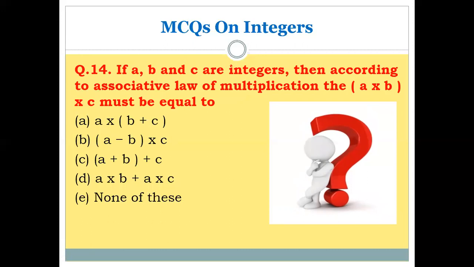Now next, if A, B, and C are integers, then according to the associative law of multiplication, A into B into C must be equal to? So we have the associative property over multiplication here. There are three integers A, B, C, and they are multiplied, and A is associated with B here. So how can we equate A into B into C with the given options? Here we have the addition of B plus C, but we don't have addition here. Here we have subtraction. Here we have addition of A and B, plus C also. A into B plus A into C. There is no plus sign here. All three are multiplied. So the correct option is E, none of these.